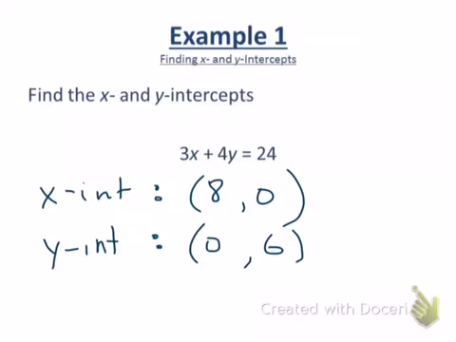Now we're going to use standard form for a lot of things. The slope is easy to see. The slope of this line is -3/4. I know that because I know how to find the slope from standard form.